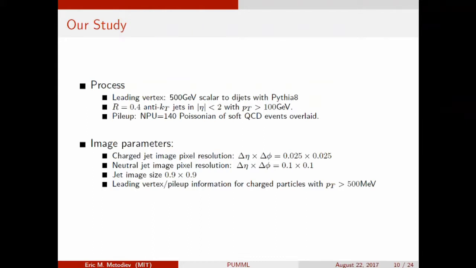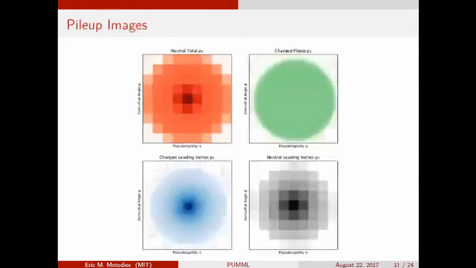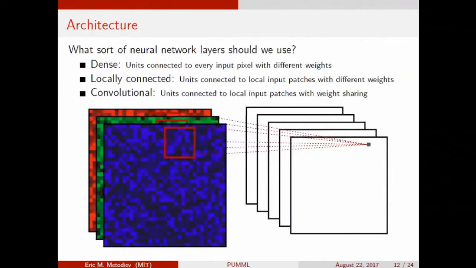And just some other information about our jet images. So this is what you're left with. These are your average jet images for the red, green, and blue channels. And the idea is you're trying to take the red, green, and blue and to predict the bottom right channel here, which is the leading vertex transverse momentum. So then there's the question of what architecture do you use.